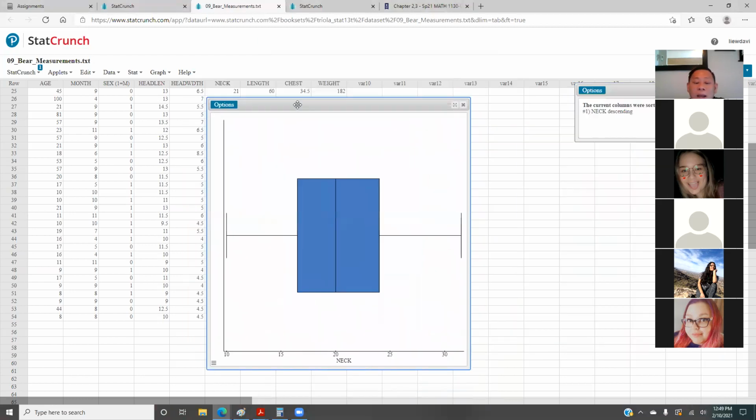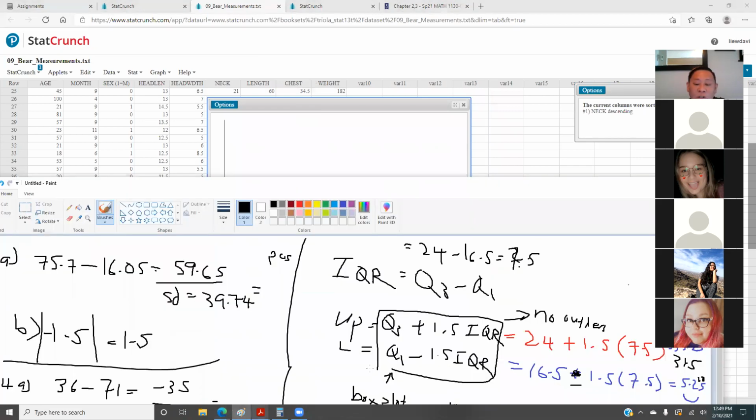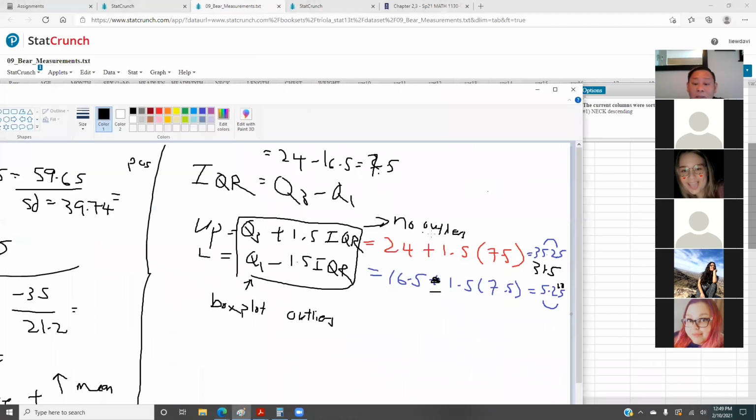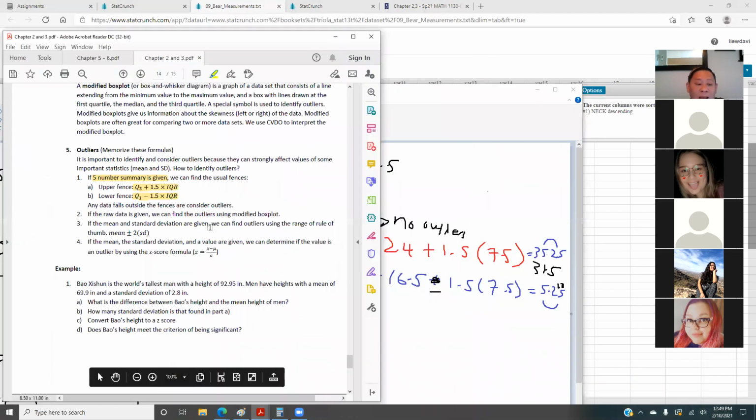So you can tell that this one has no outliers, which is the same conclusion we found using this. There's no outliers. So when you have a 5-number summary given, make sure you use these two formulas. And yes, these are the formulas you need to memorize. Some of you are asking, please, you don't memorize this, make sure you put it inside that cheat sheet.